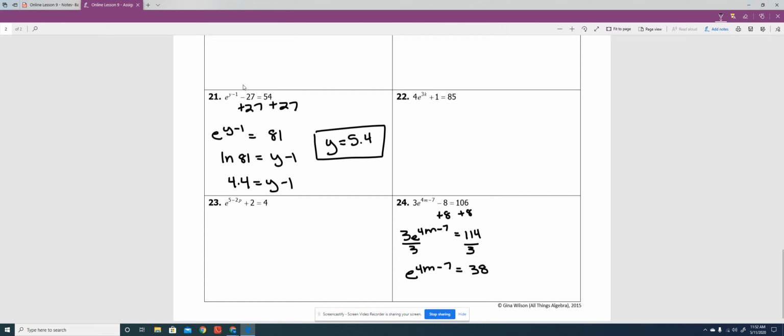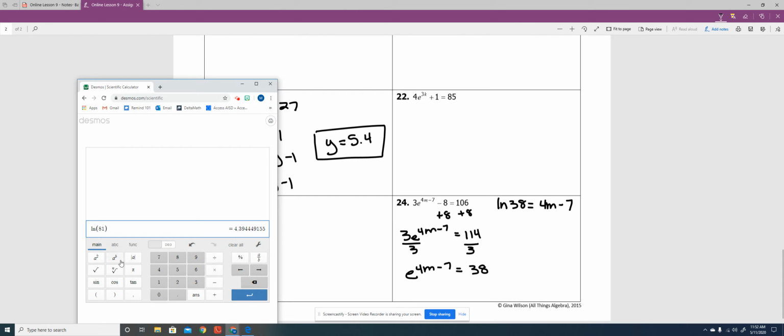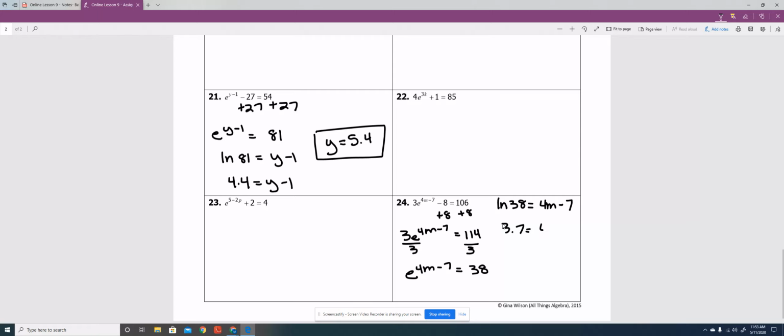And now I'm ready to rewrite this as a log, and so I'll find that the natural log of 38 is equal to 4m minus 7. Then I want to find the natural log of 38 in my calculator. And it's about 3.7. So 3.7 is equal to 4m minus 7. So I add 7, and I get that 10.7 is equal to 4m. Then I divide by 4, and I get that my final result is m equals 2.66-ish.